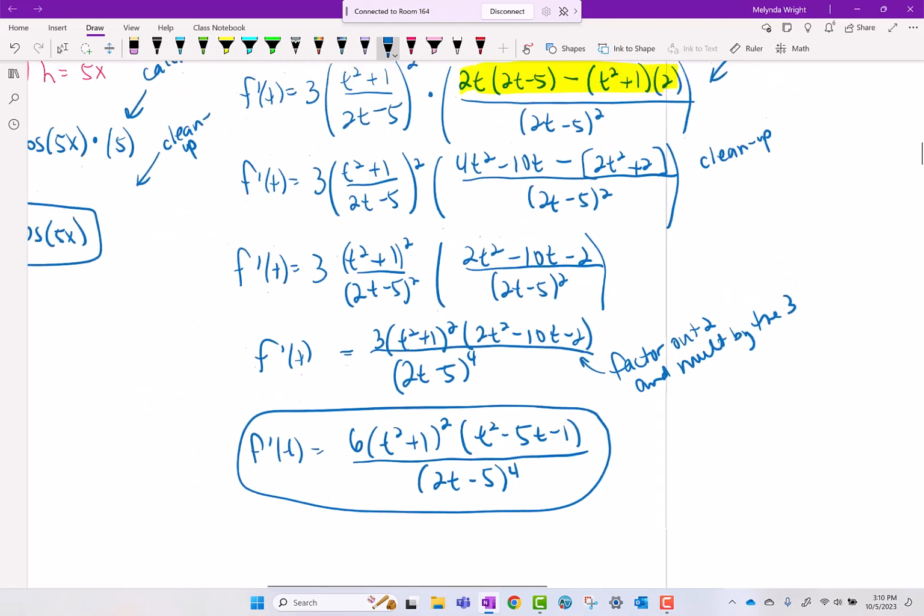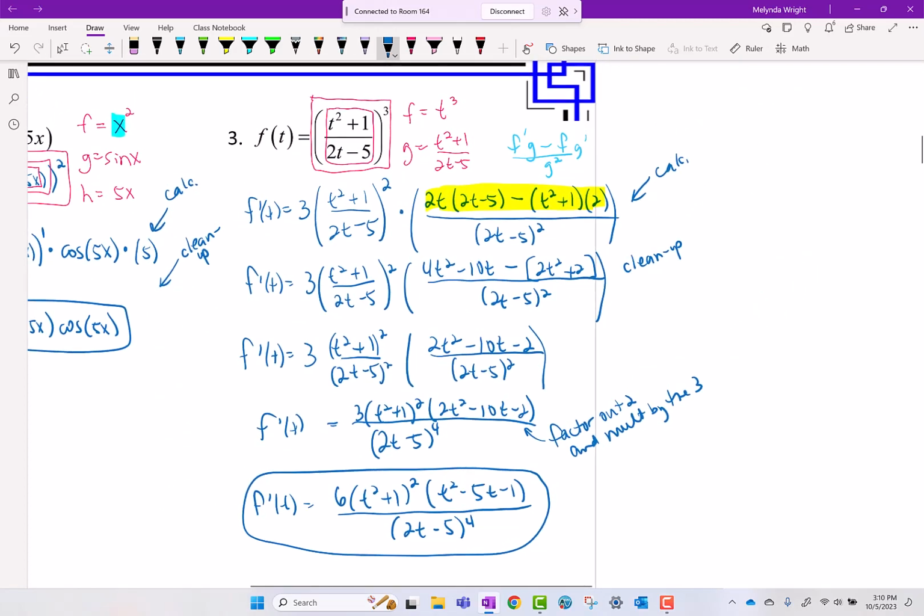So of all of the problems, the chain rule problems that we're doing in the notes, this one is the most labor intensive. Which means there's a lot of room for making little mistakes, like adding something wrong or subtracting something wrong. Yes, ma'am.